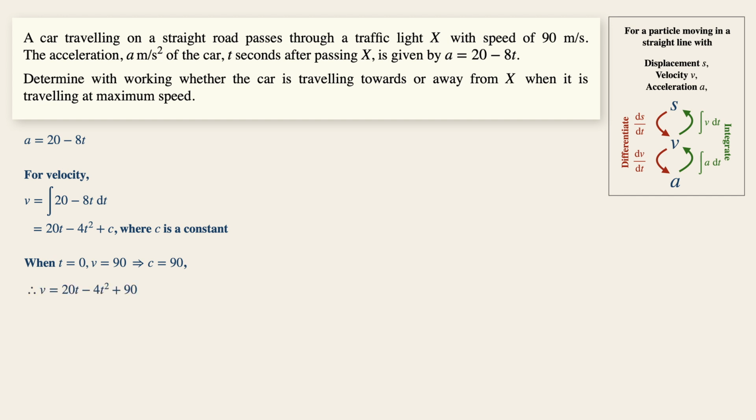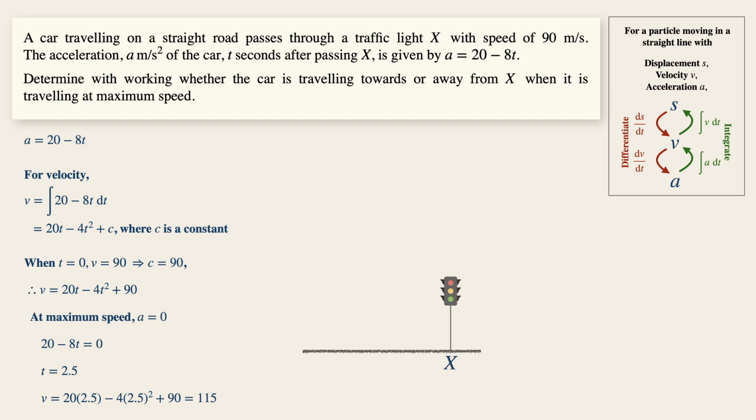Now let's find when exactly the maximum speed happens. At maximum speed, we differentiate the velocity v with respect to t and equate that to 0. You can think about the concept of maximum and minimum points on a graph. At a maximum point, dy over dx equals 0. This is similar in this case: for a maximum speed, you differentiate v with respect to t and equate that to 0. Solving that equation, we have t equals 2.5. So we can substitute t equals 2.5 into the velocity equation.